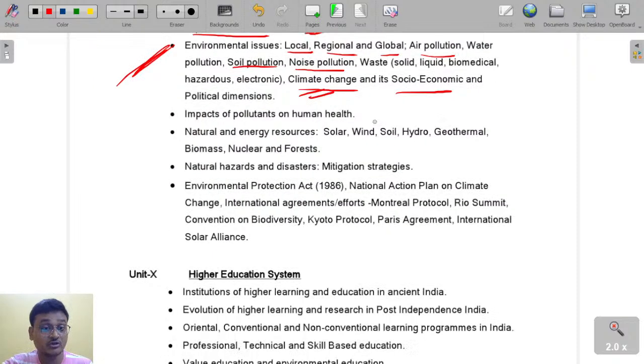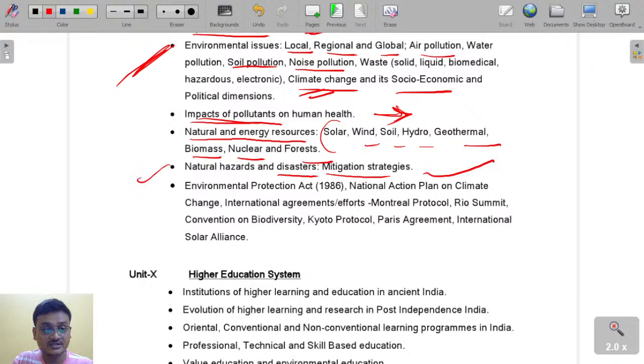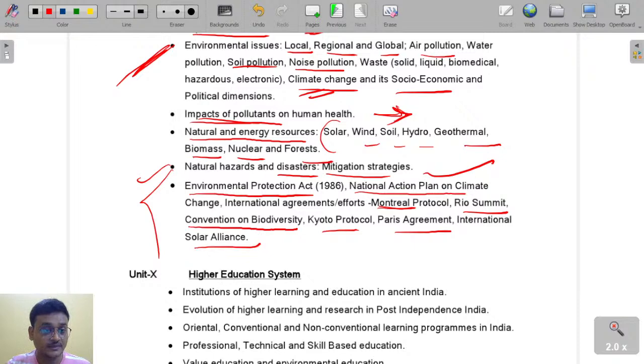Then impacts of pollutants on human health. Natural and energy resources like solar, wind, soil, hydro, geothermal, biomass, nuclear, forests, natural hazards and disasters and mitigation strategies. Also the Environmental Protection Act, National Action Plan, Montreal Protocol, Rio Summit, CBD, that is the Convention on Biodiversity, Kyoto Protocol, Paris Agreement, International Solar Alliance. You need to cover all these things.